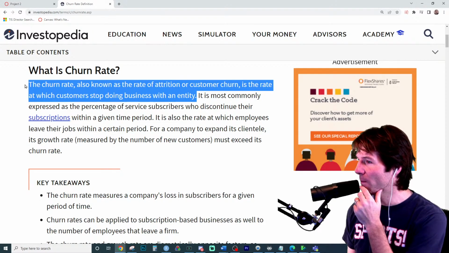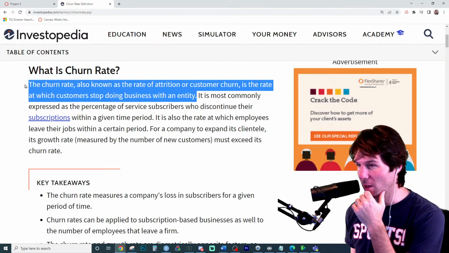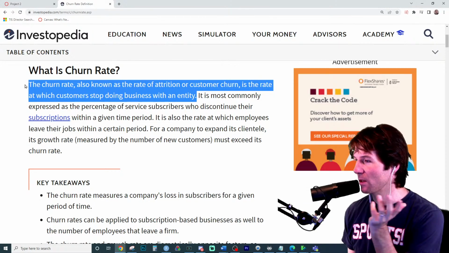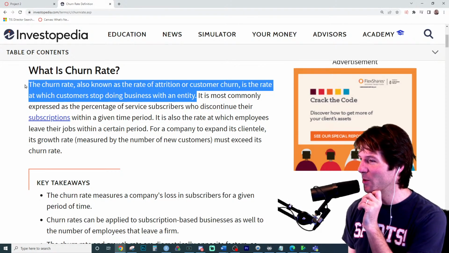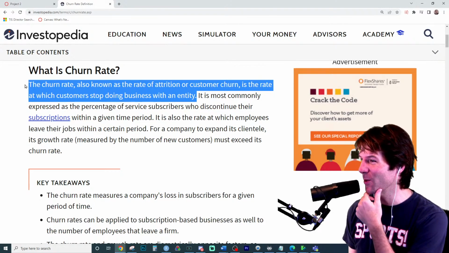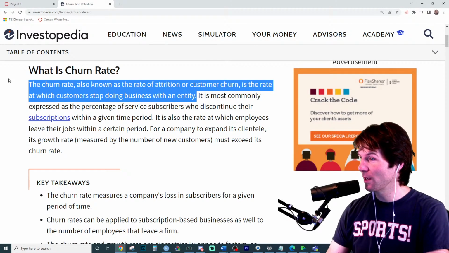Does that make sense? So it's an industry term. Basically the churn rate measures a company's loss in subscribers for a given period. I've just heard it so many times. It becomes one of those words like, oh no, we lost customers, but it's the churn rate. So you don't want a high churn rate.